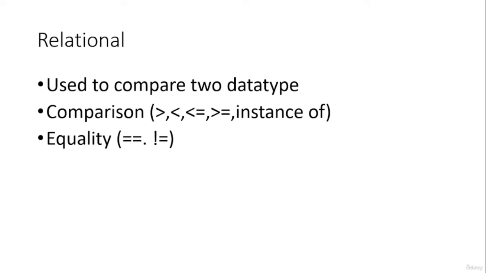Now let us see the next type of operator, which is the relational operator. Relational operators are mainly used to compare two numbers or values, using greater than, less than, and greater than or equal to symbols. The equality operators also come under relational. Double equals in Java checks the equality of a particular value, and not equal to checks whether a value is not equal to a particular value. We will use these equality operators in if blocks and other boolean blocks.